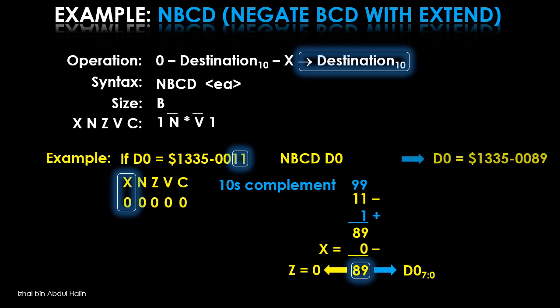D0 now contains 133500089, after execution of the NBCD instruction, the status register is updated to 11011.